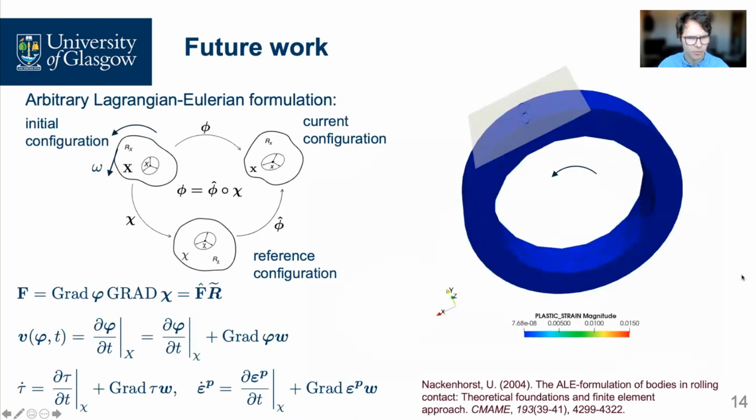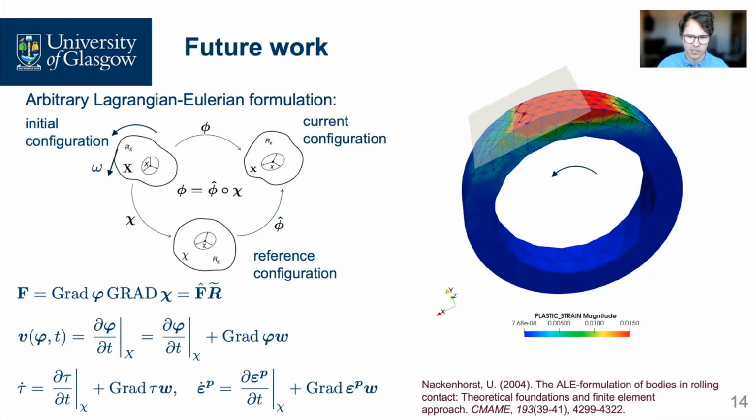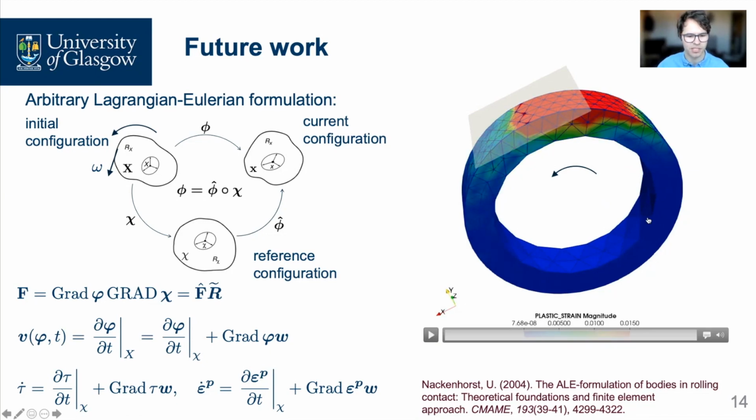So in the future, what we want to do is to utilize the ALE formulation, where we decompose the motion into pure rigid body rotation and the deformation. And these are some first prototypes of how it's going to look. You can see that without the mesh moving, we applied the contact, and we can see the movement of plastic strain. So only the underlying material is rotating, not the mesh.